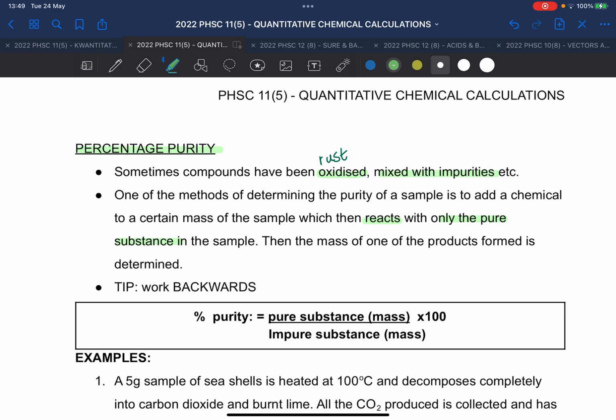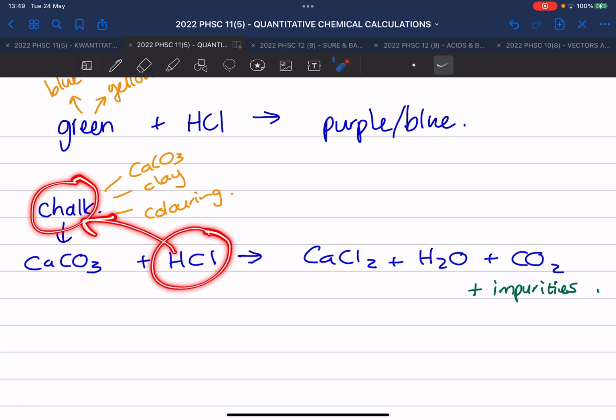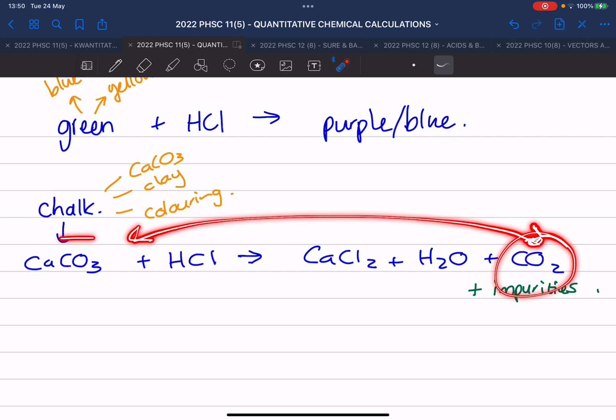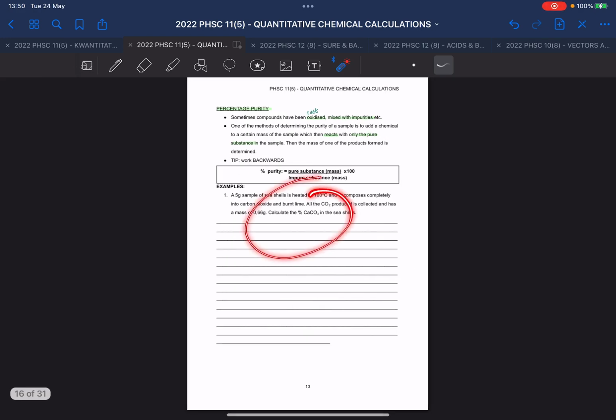So what we do then is we say, okay, let's say I have chalk and I add hydrochloric acid to that chalk. I know the hydrochloric acid will only react with the calcium carbonate. It's not going to react with the rest. And then I can measure off the mass of the gas. And then I can say, right, how much from there to there, the mole ratio, how much calcium carbonate did I actually have? All right, so that is what they explain there, but I'll explain it again in this example.